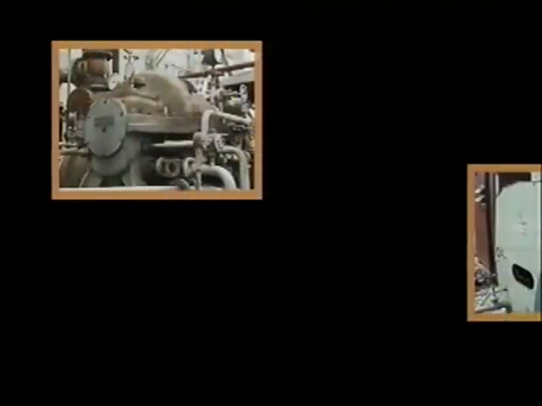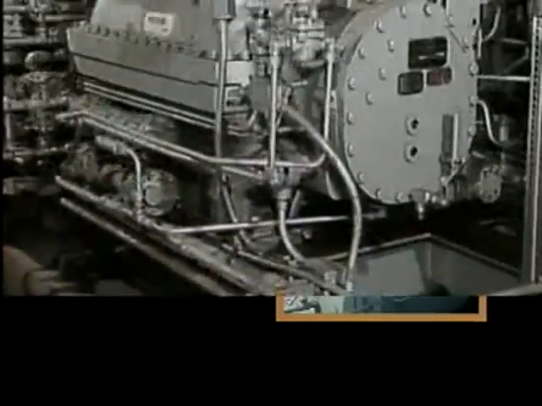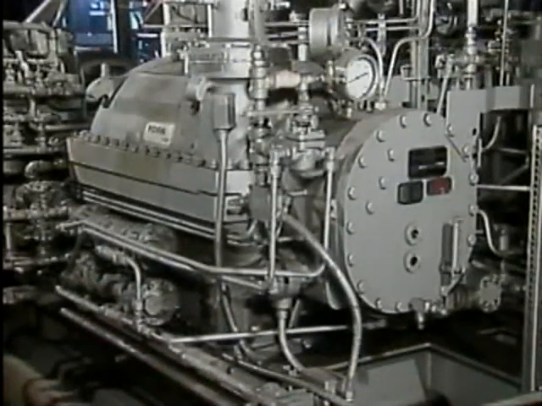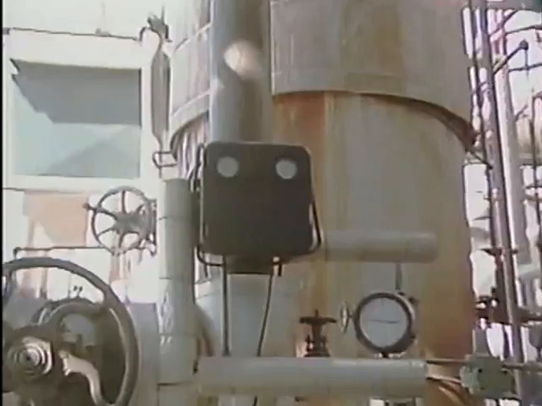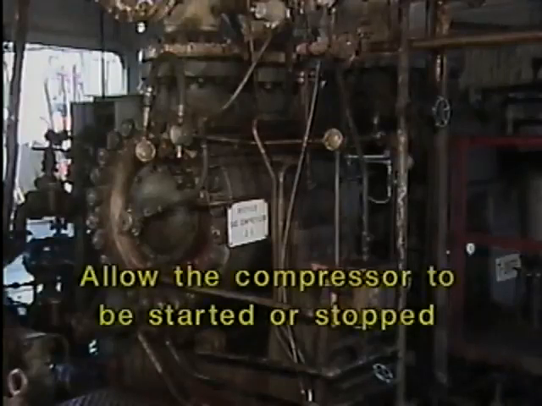Centrifugal compressors and axial compressors are used to increase the pressures of gases in many industrial facilities. The compressor is generally part of a system that delivers compressed gas for a variety of applications. The proper operation of a compressor system depends on instrumentation and control devices. For example, these devices allow the compressor to be started or stopped.